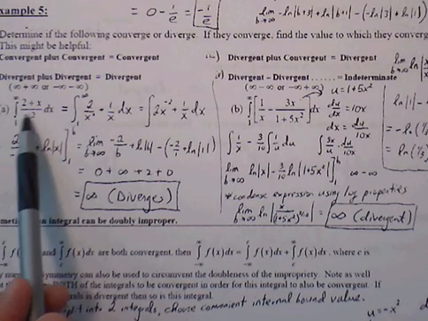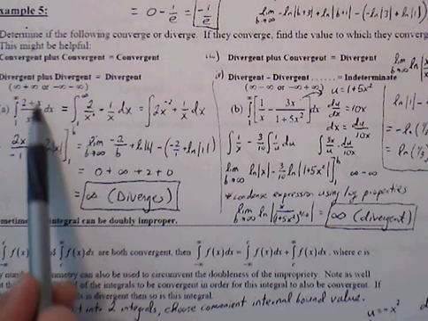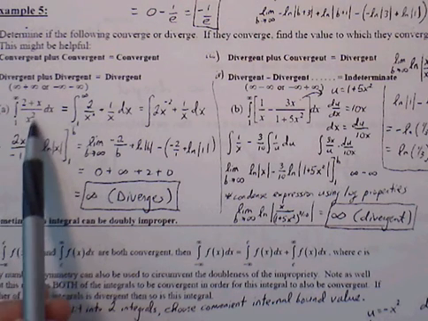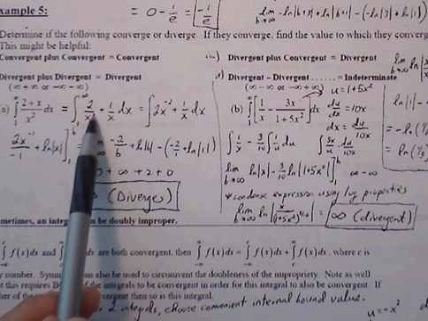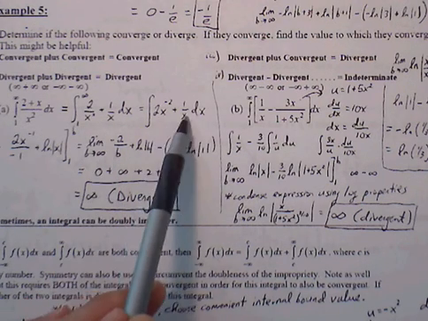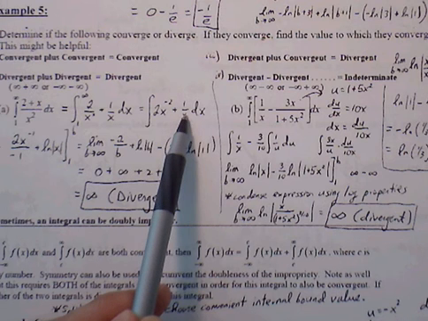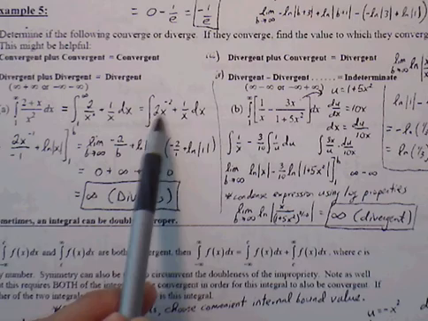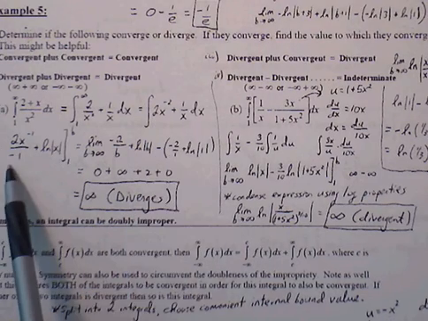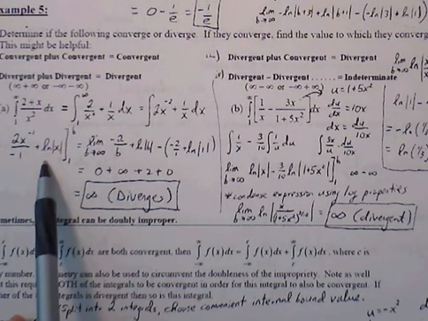So for part A, we have the improper integral from 1 to infinity of (2 plus x) over x squared. If I can split this up into individual fractions, this may help a bit. So I'm going to rewrite it as 2 over x squared plus 1 over x. If I bring the x squared up top, I have two separate terms that I can find the antiderivative for. So 2x to the negative 2, I go through the power rule, becomes 2x to the negative 1 over negative 1. 1 over x is natural log of x.